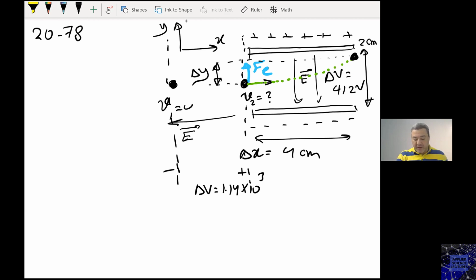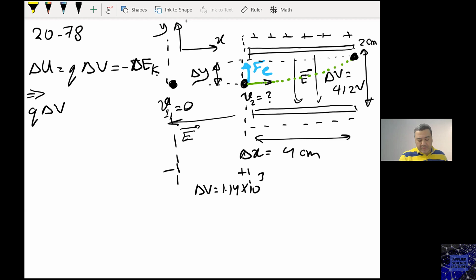So in order to get the delta Y, I need first to get the speed of the electron right at the beginning here of the field. So how do I do this? Again, delta U equals Q delta V equals minus delta EK. So if V1 equals 0 at rest, then I know that Q delta V equals minus half M V2 squared. Why? Because V1 is already 0, so I need to calculate this V2.